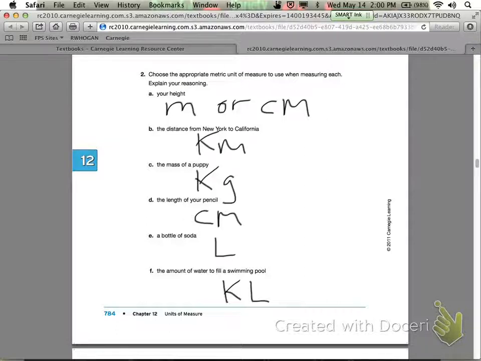Letter C, the mass of a puppy, you would use kilograms. Grams and milligrams would be too small for a puppy. Letter D, the length of your pencil, you would use centimeters. Millimeters would be too small, and meters or kilometers would be too large. Letter E, a bottle of soda, you would use liters. Kiloliter would be too large, and milliliter would be too small. And finally, the amount of water to fill a swimming pool, that would definitely be kiloliters, the largest unit of measure for metric capacity. All the other measures of capacity would be too small.